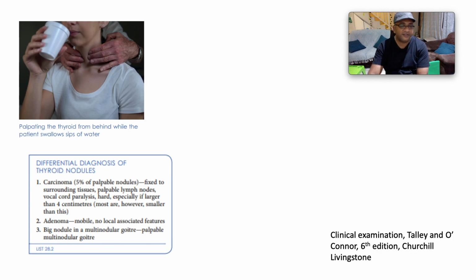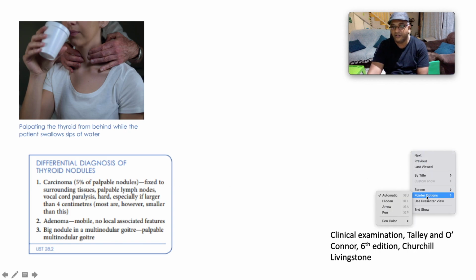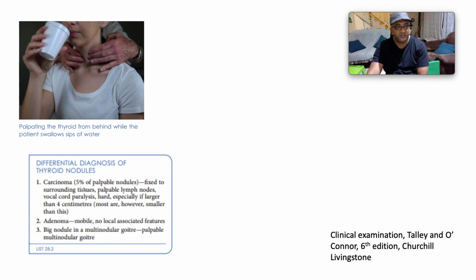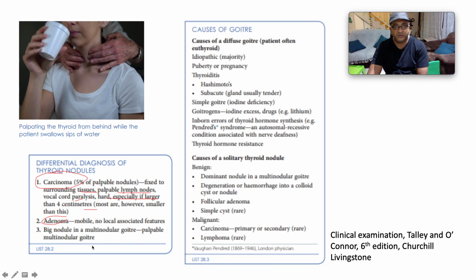So first up is the dreaded carcinoma, which accounts for 5% of palpable nodules. The characteristics of this is that those nodules tend to be fixed to the surrounding tissues. They are palpable lymph nodes, vocal cord paralysis. They are hard, especially if larger than 4 centimeters. Portends a diagnosis of carcinoma. Other possibilities are adenoma, which tend to be mobile with no local associated features, a big old nodule in a multinodular goiter, in which case you would have a palpable multinodular goiter.